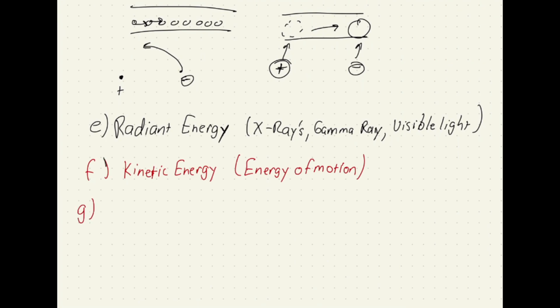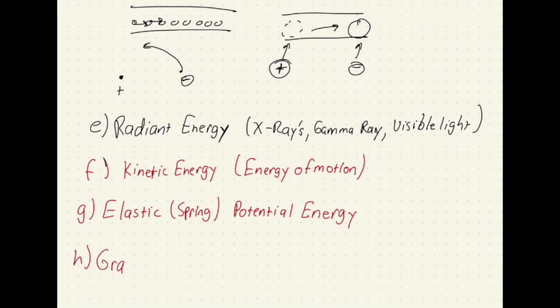We also have elastic, or what I will usually call spring potential energy. As the name suggests, this is the energy stored in a spring when it's compressed or stretched. And the last one that we'll talk about is this gravity potential energy.